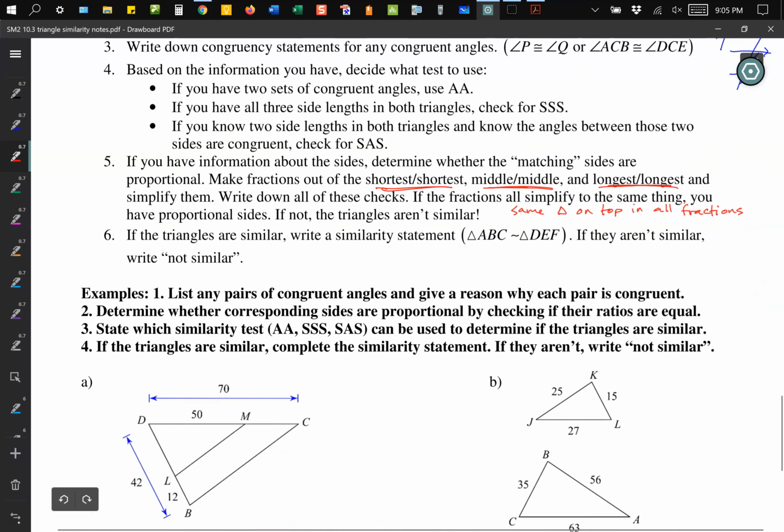So on your homework, you're going to be asked to do 4 things. The first thing is to list any congruent angles and say why they're congruent. The second thing is to decide whether you have proportional sides and show by checking their ratios. So simplify some fractions. The next thing is you're going to say which test you're going to use. And the last thing is you're going to write a similarity statement or write not similar.